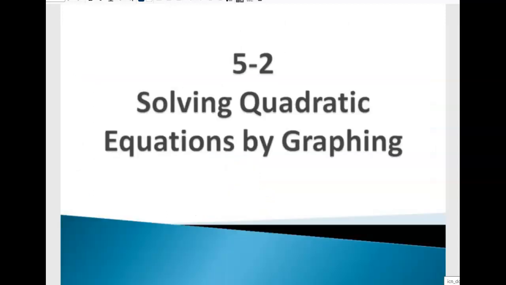We are moving into section 5.2 today. 5.2 is solving quadratics by graphing. So our focus is still on graphing. It's just that now we're looking at graphing and solving simultaneously. So that's why 5.1 was so important.